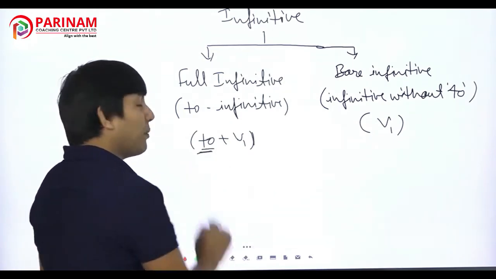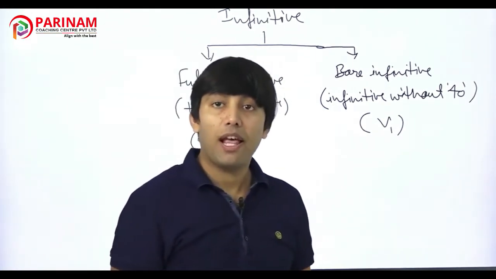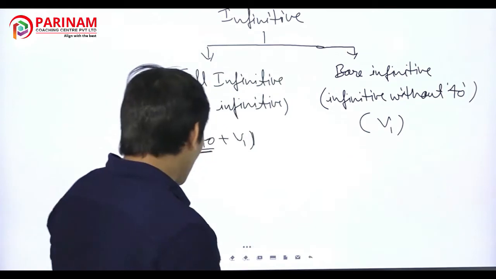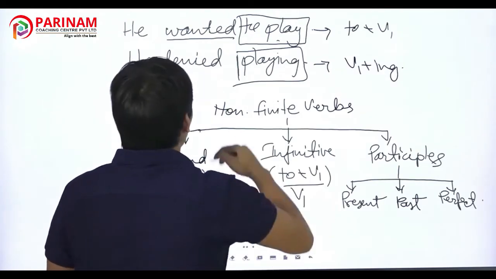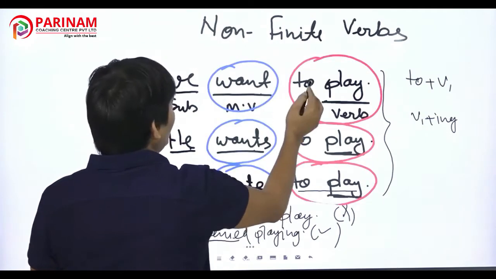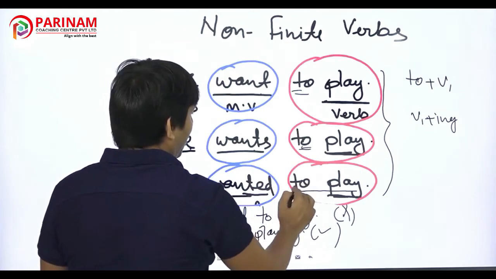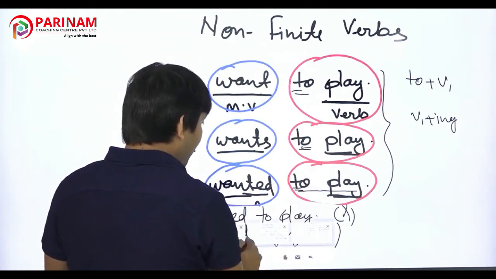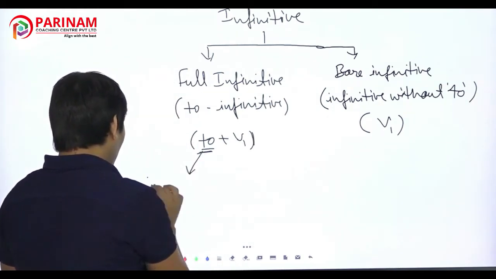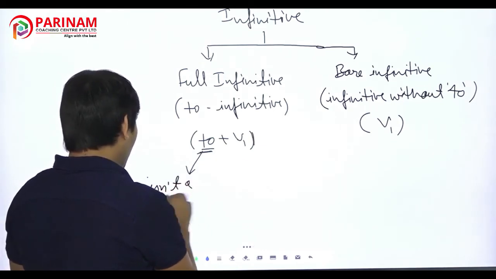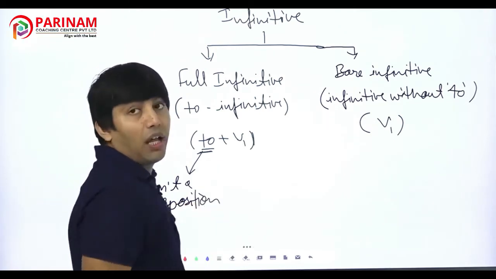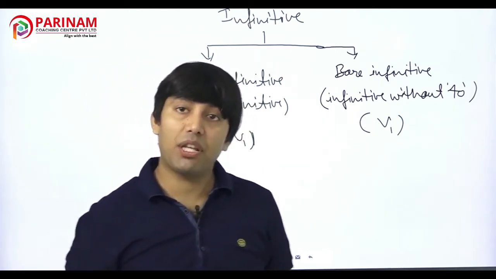To here is not a preposition. Listen very carefully. Whenever we write to plus V1, to is not a preposition. As you can see in these examples, to is not a preposition. Got my point, everybody? Then what is it? If it is not a preposition, then what is it?